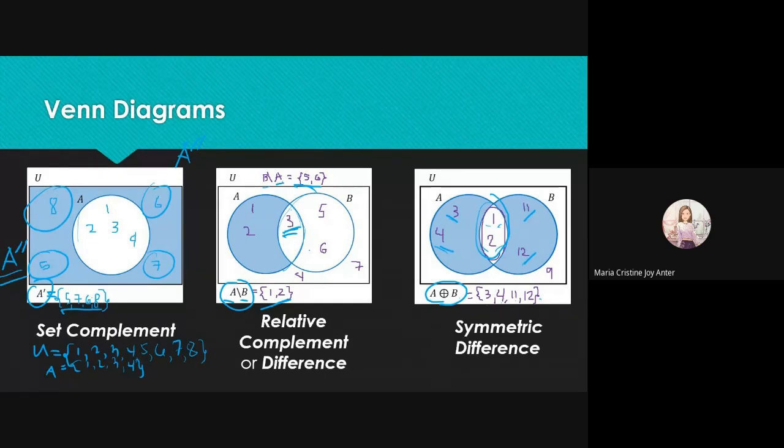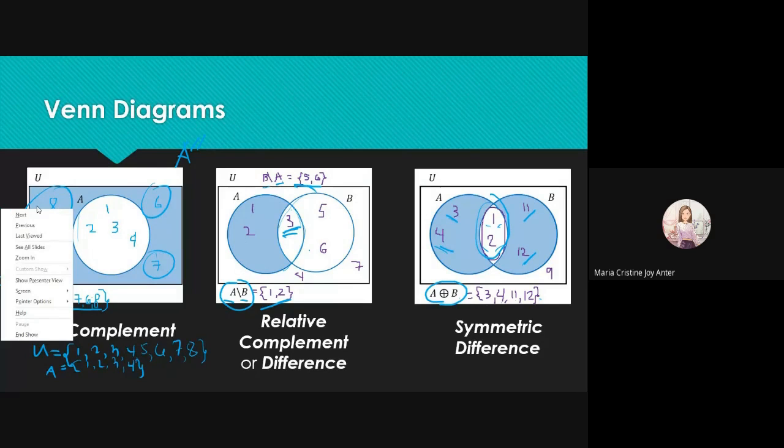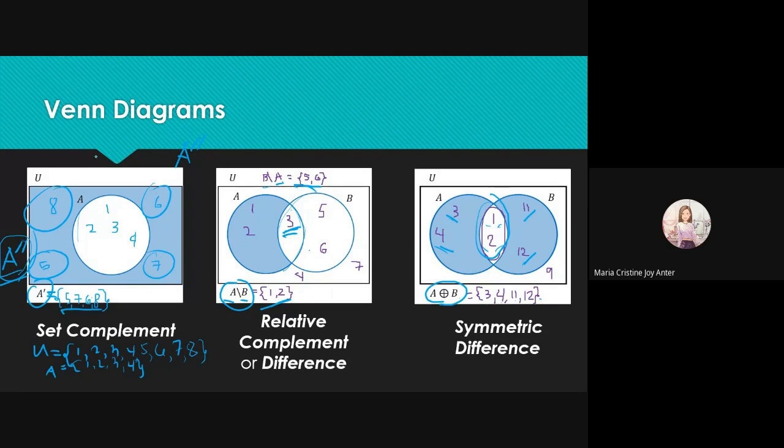And, the complement of the complement of set A. For example, the symbol written on the side is this: A, then a prime or apostrophe, and then a double apostrophe. That is how you express it.